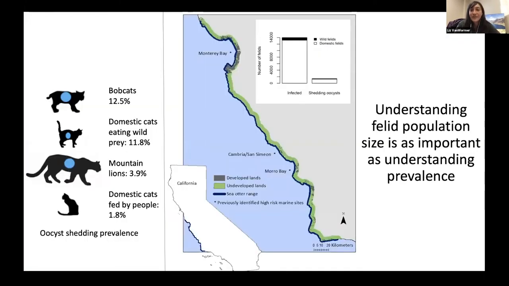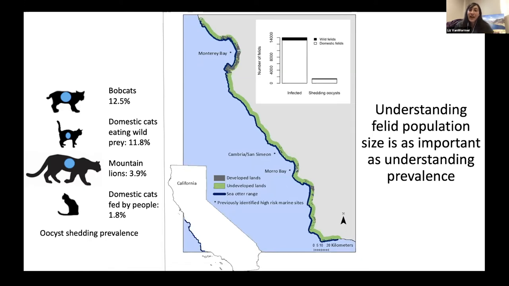And so through those field studies, we realized that there are different levels of shedding. We saw higher shedding in animals that eat wild prey items, especially bobcats that eat lots of little wild prey items. And domestic cats fed by people that are eating cat food or human scraps had much lower levels of oocyst shedding. And so we can already see that there's a difference in domestic and wild hosts that goes in correspondence with people. But what's happening with the oocyst shedding prevalence, or the proportion of animals we see shedding, doesn't tell us the whole story.